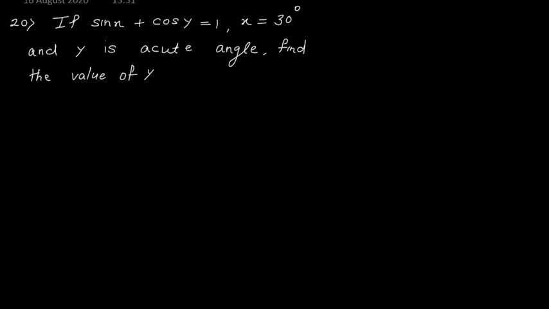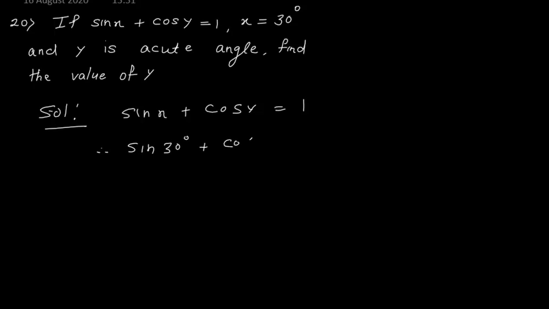Next problem: if sin x plus cos y is equal to 1 and x is 30 degrees and y is an acute angle, find the value of y. Okay, fine. So we are given sin x plus cos y. Sin x plus cos y is given as 1. X is 30 degrees, so I will say that sin 30 degrees plus cos y is equal to 1.